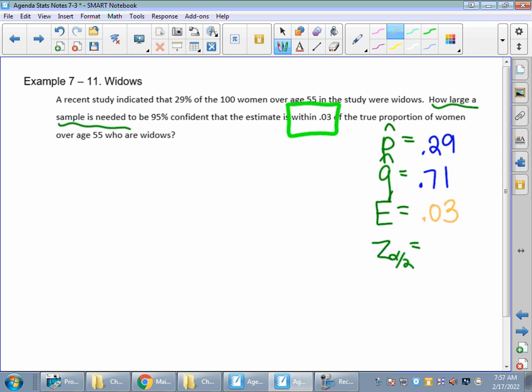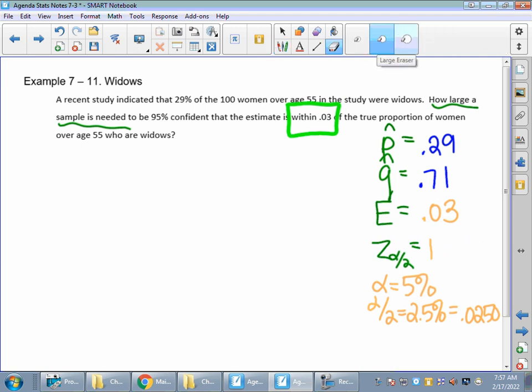And my Z value for a 95%, that means that alpha is equal to 5%. Alpha over 2 is equal to 2.5%. So I am going into my Z table and looking for a 0.0250. I believe that one's a 1.65. I hope you've got that part figured out. Nope, that's not. That's a 1.96. I hope you've got that figured out better than I do. That's what I was going to say. Just checking to make sure that you're paying attention.